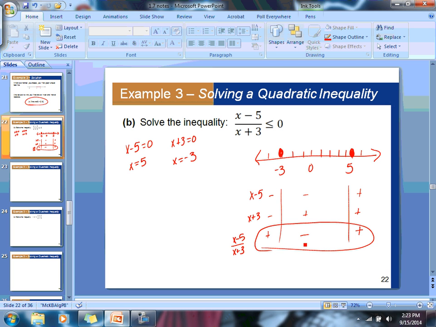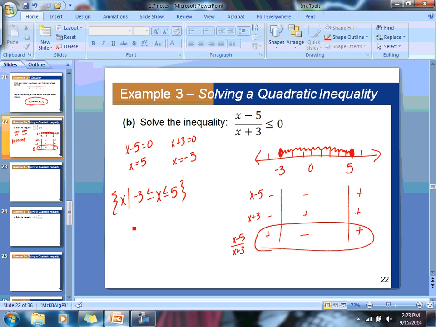Okay, and I want to shade where we're dealing with negative because it's less than. So I'm going to shade between. Less than is "and." And I could write my answer then in set notation, x such that negative 3 is less than or equal to x is less than or equal to 5.